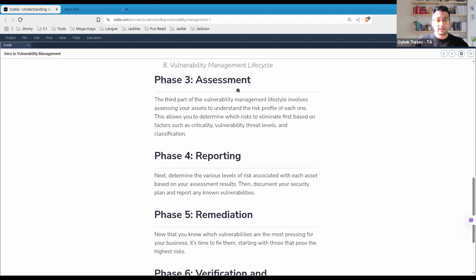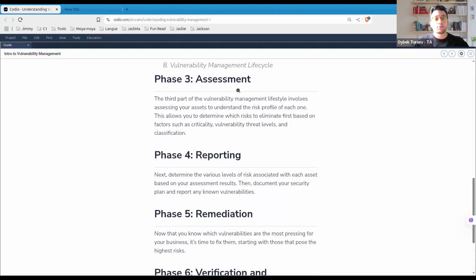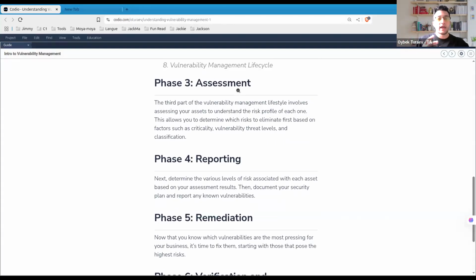Third is assessment, which is more connected with prioritization. Now we need to understand how critical the vulnerabilities and threat levels are. If we allow this vulnerability not to be patched, what is going to happen in the worst case scenario? That's how we make a hypothesis, ask questions of ourselves, and that's the way we do assessment.